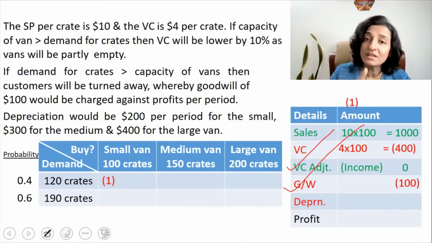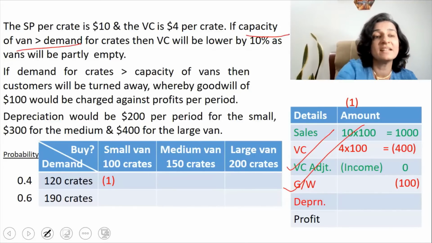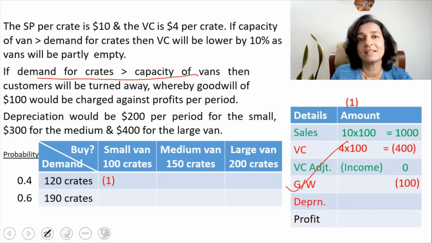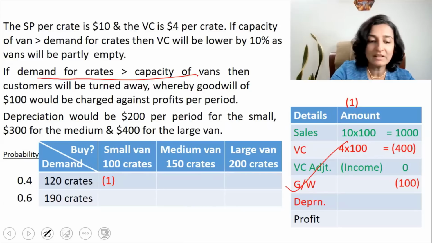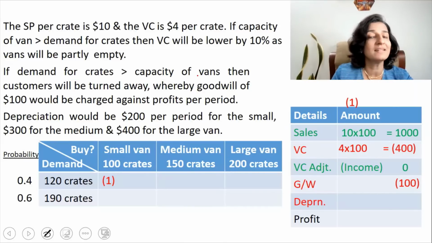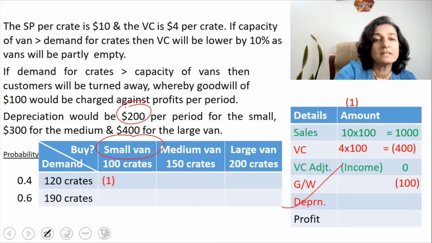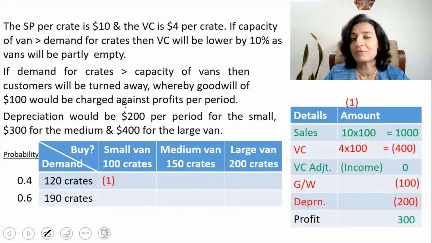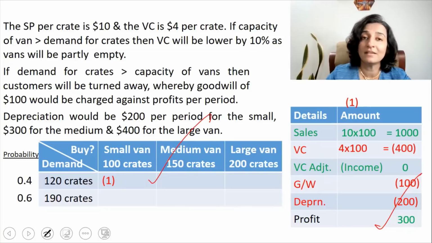Variable cost adjustment is when the capacity is greater than the demand, and goodwill comes when the demand is greater than the capacity. So in this particular case, the demand is greater than the capacity and hence we have the goodwill adjustment only. Now, what is the depreciation for the small van? It is $200. So we adjust to arrive at the final profit of $300, we make a note of the profit in the profit table as $300. Now coming to the second situation.